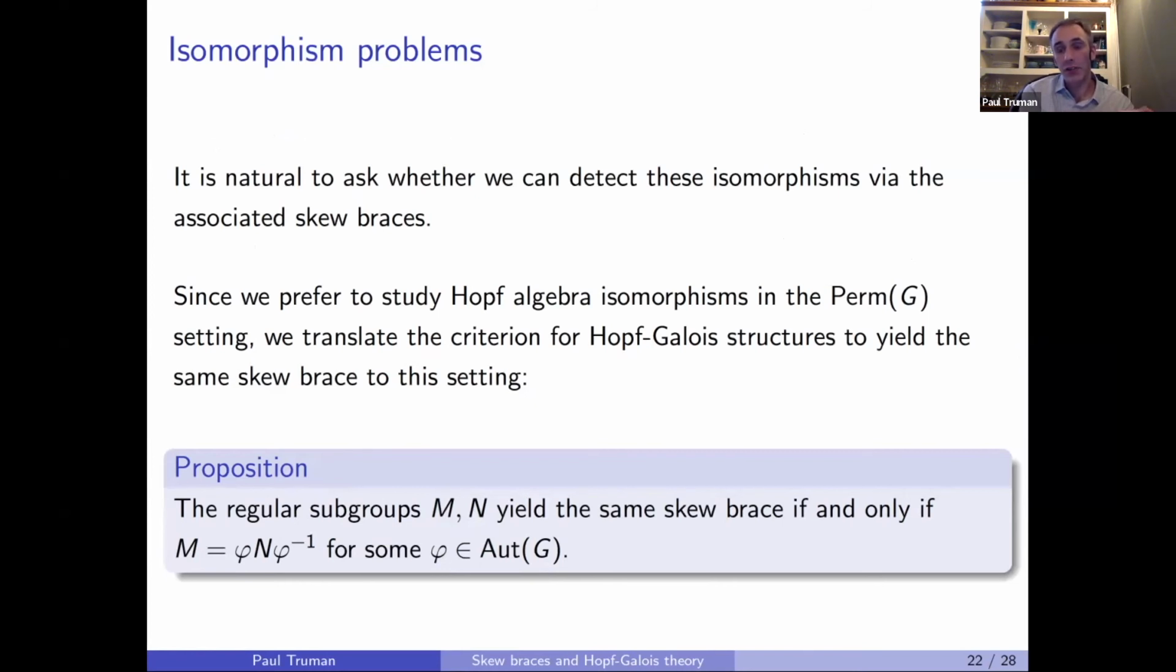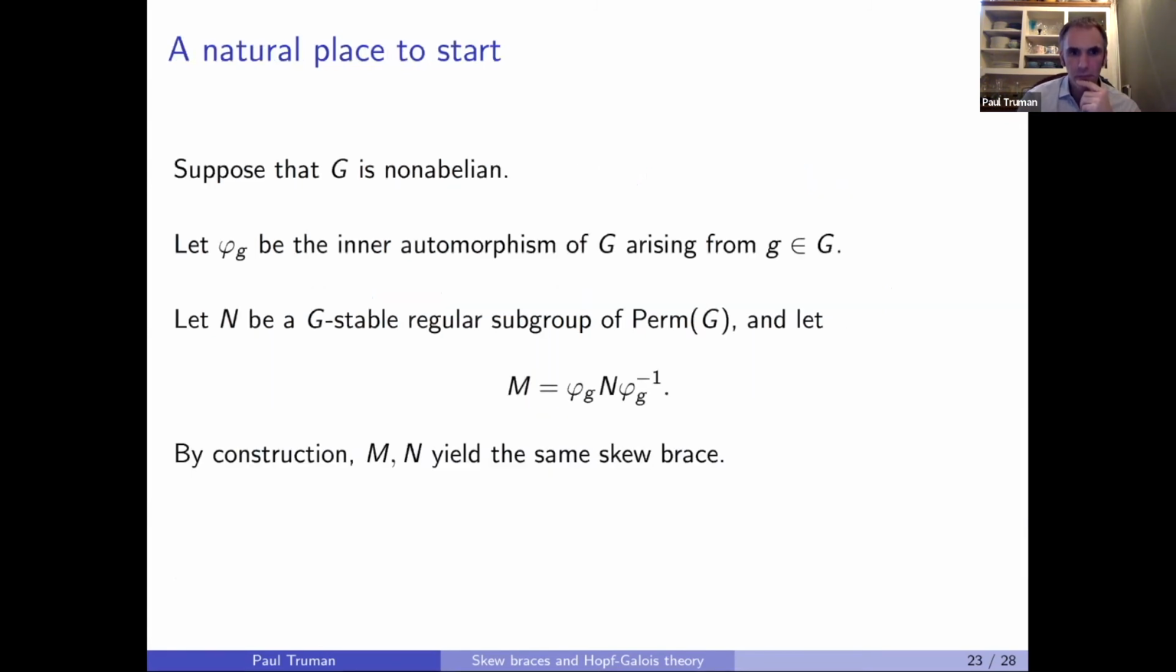So we needed to translate across the condition for two skew braces to be isomorphic and understand what that looks like on the Perm G side. And this, we didn't create, this was already in the literature. And the condition is this. Two regular subgroups M and N parked inside Perm G are going to yield the same skew brace if and only if they differ by conjugation by some automorphism of G. So that's the sort of context that I'm going to work with for these next few results.